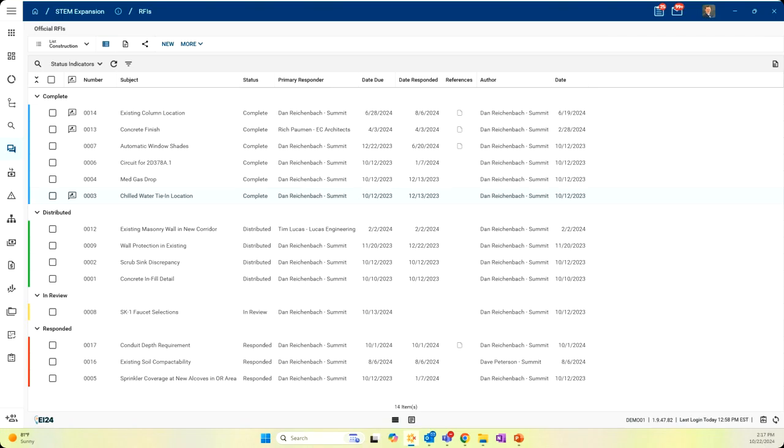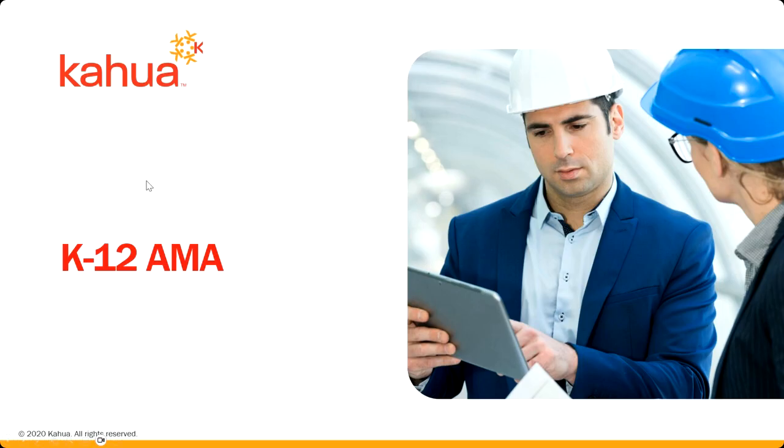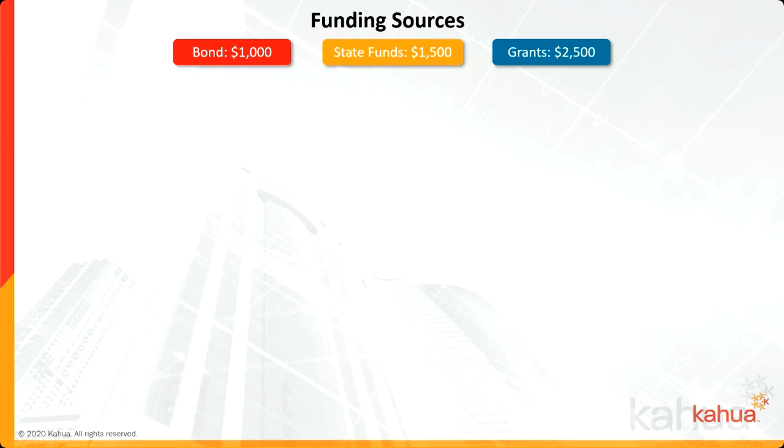So next we're going to talk about budget, cost, sources of funds, that whole side of project and program management. And I want to start with sources of funds. And I have just a little bit of that PowerPoint that helps explain how it works in Kahua before we jump into Kahua. So let's say you have multiple different fund sources.